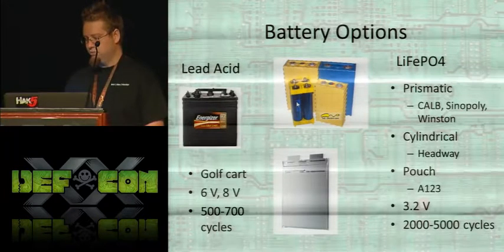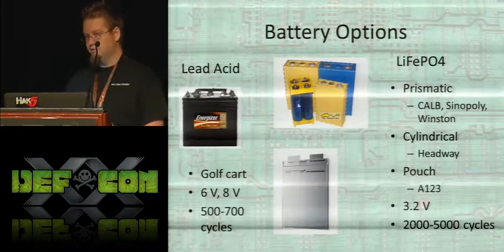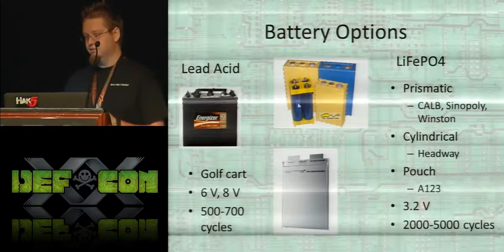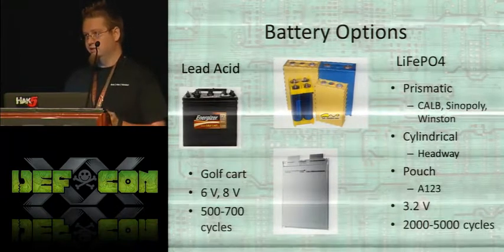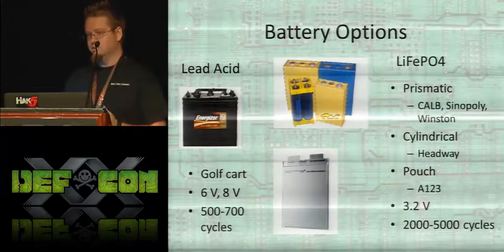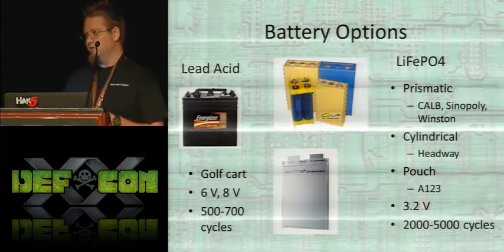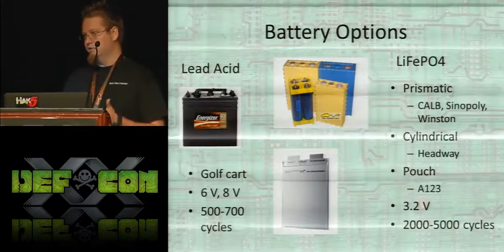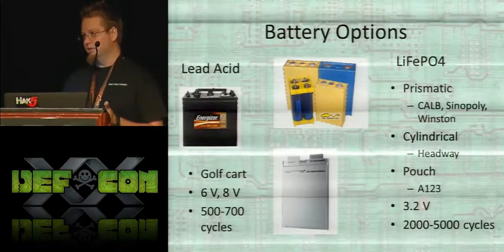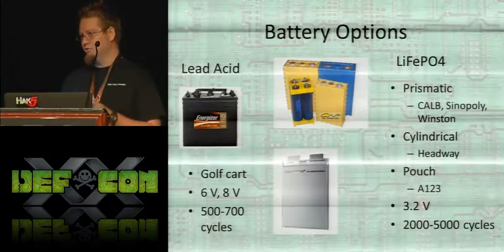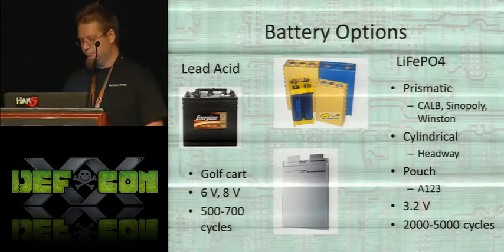There's also cylindrical batteries. The most popular ones are Headways right now. Those are great because they have little screw-on terminals, so even though they're smaller and you need a lot more of them, they're easier to combine. Previously, people used cylindricals from A123, the ones that come in DeWalt battery packs. A123 doesn't sell to people, so the only way you could make a battery pack out of those was to buy tons of DeWalt battery packs for tools and rip them apart and steal all the cells out of them. So obviously it's a pain to do that.